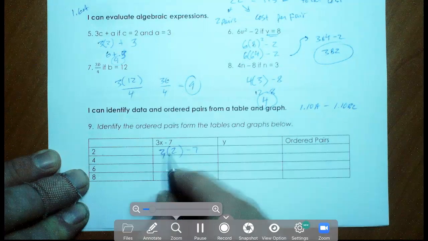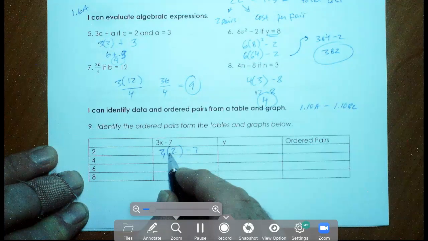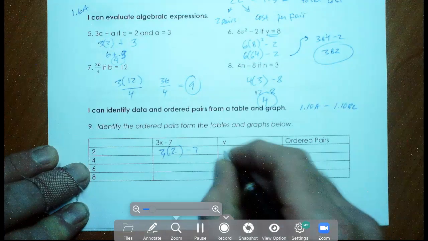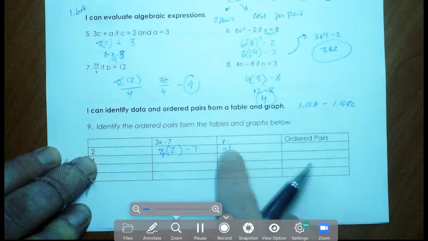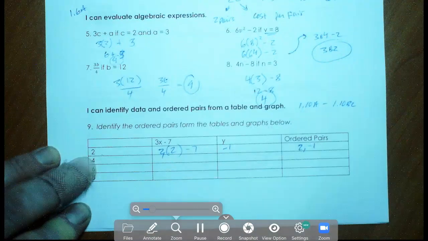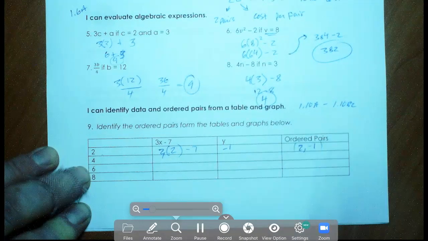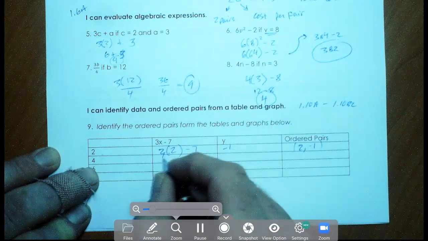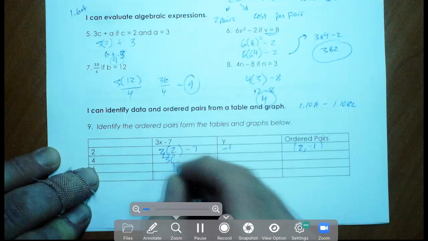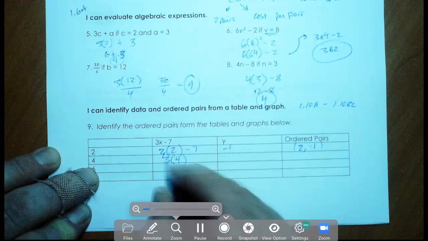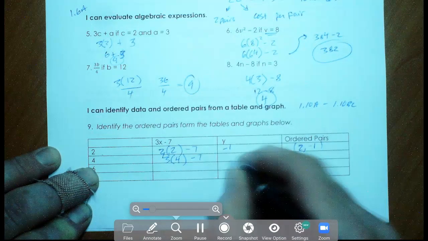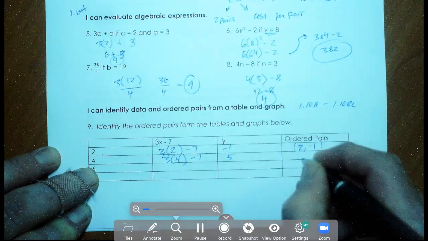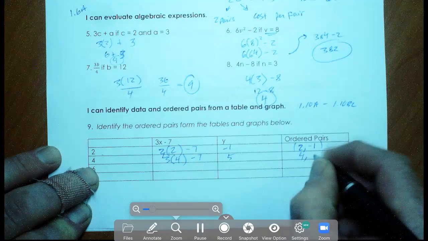So 3 times 2 is 6. 6 minus 7, that's actually a negative 1. So our ordered pair then is 2, negative 1. We should put those in parentheses. Alright, so let's do this other one. So we've got 3, and now x is 4. 3 times 4 is 12, minus 7 is 5. So our next ordered pair is 4, 5.